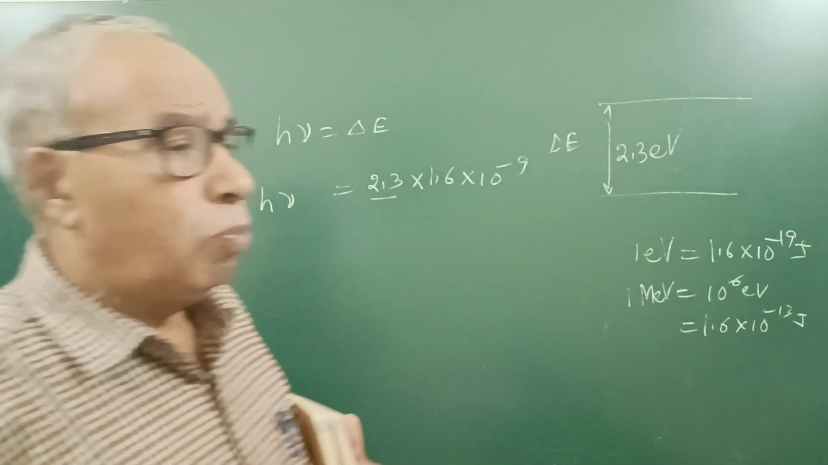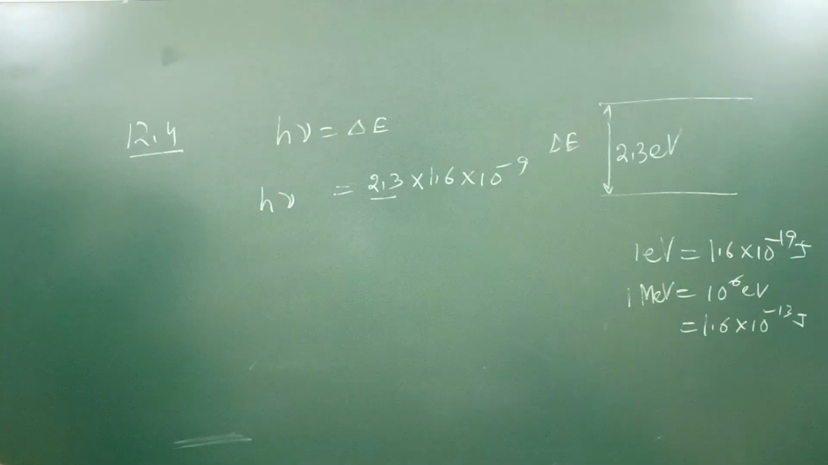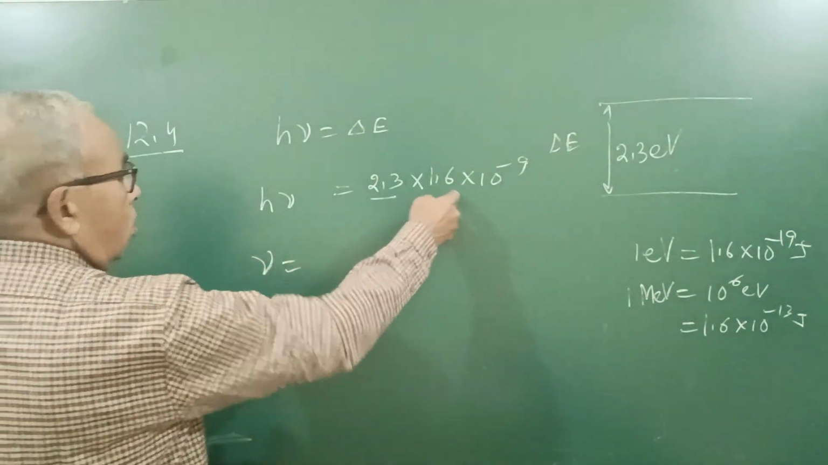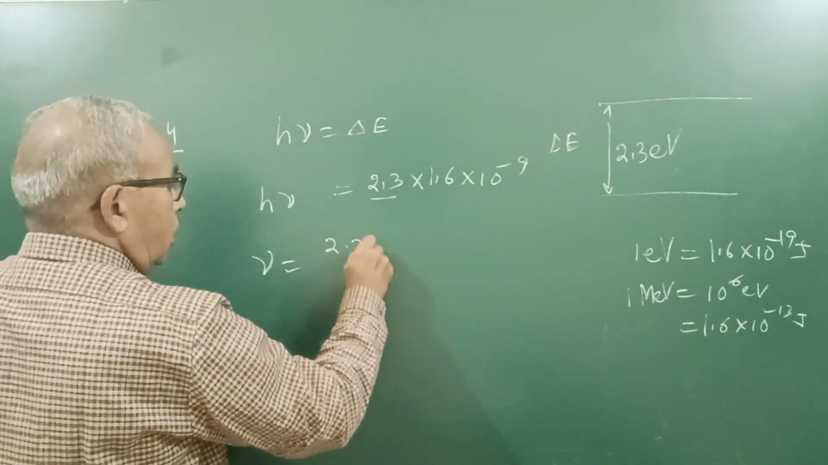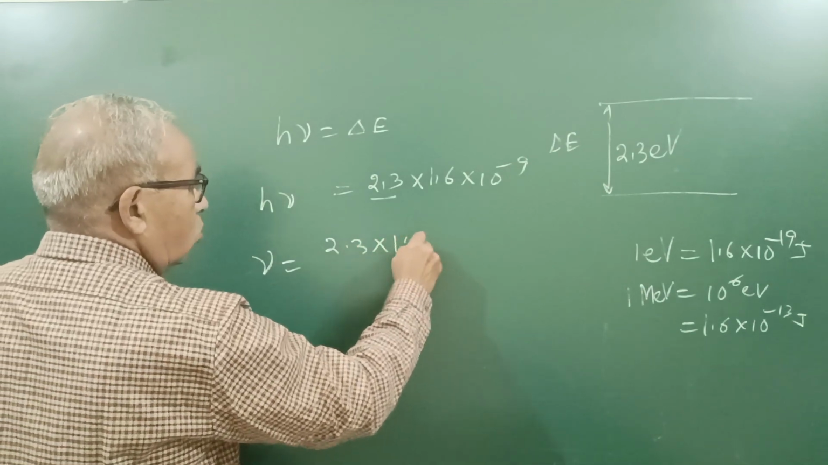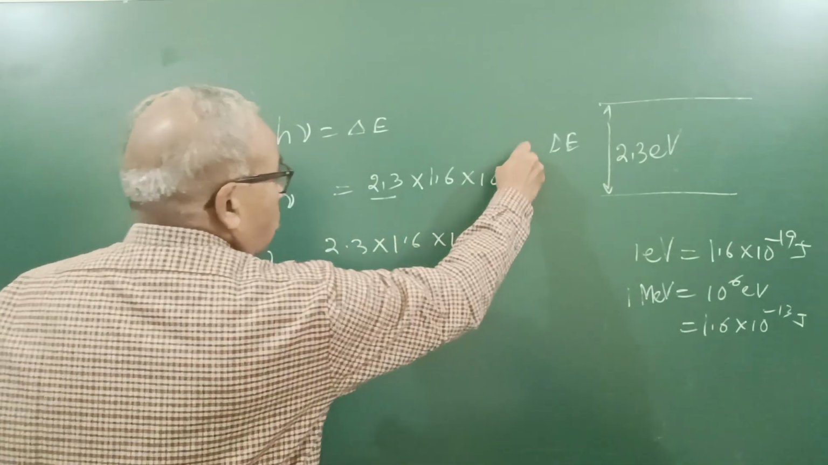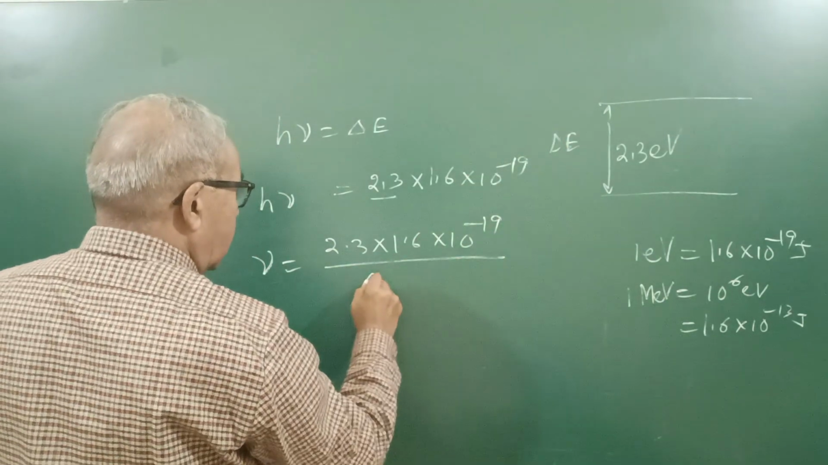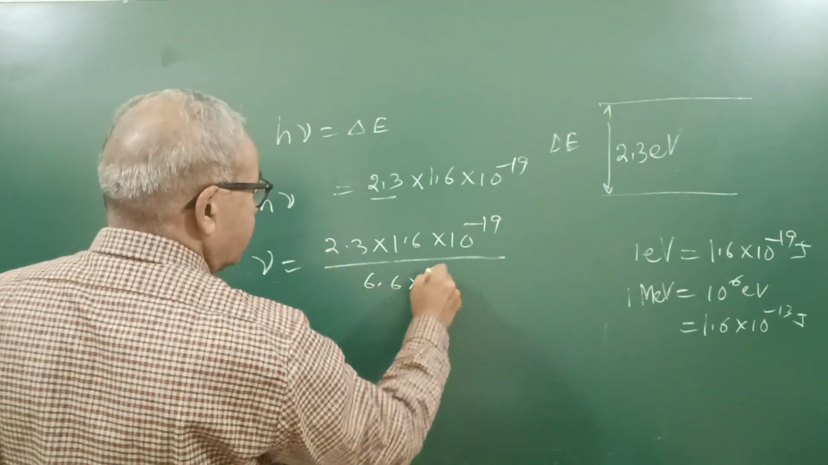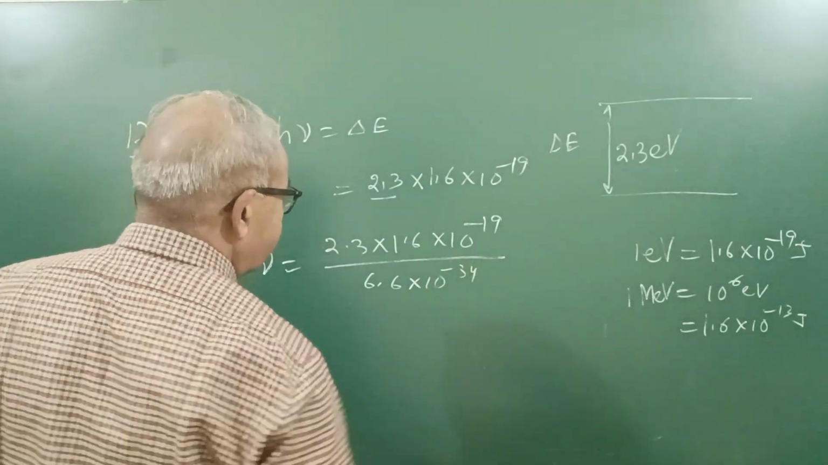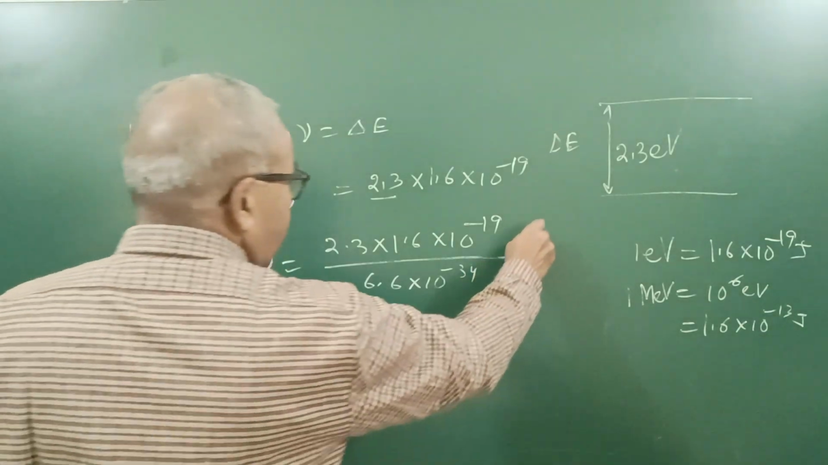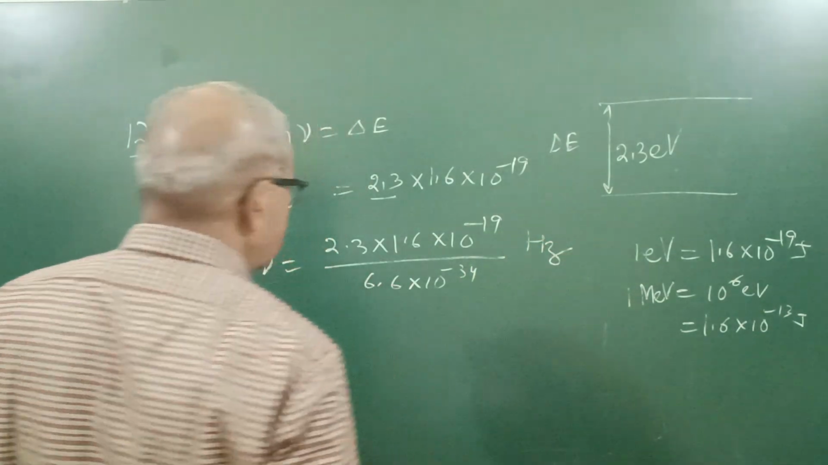हमें अपनी बुद्धि को पूरा इस्तेमाल करना होगा, तभी हम कुछ कर पाएंगे. ऐसे नहीं होता भाई. तो nu equal to 2.3 into 1.6 into 10 to the power minus 19, sorry, देखो मेरे हाथ से गलत दिखेगा, upon h, 6.6 into 10 to the power minus 34. Calculate the simple. It will be in hertz or per second.